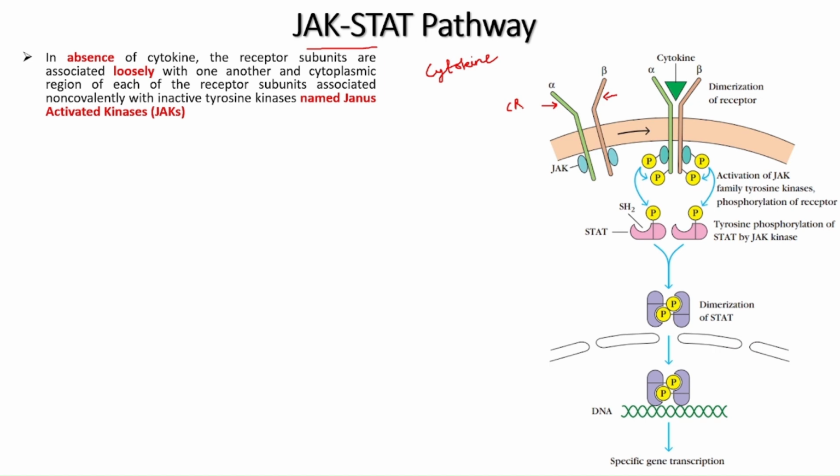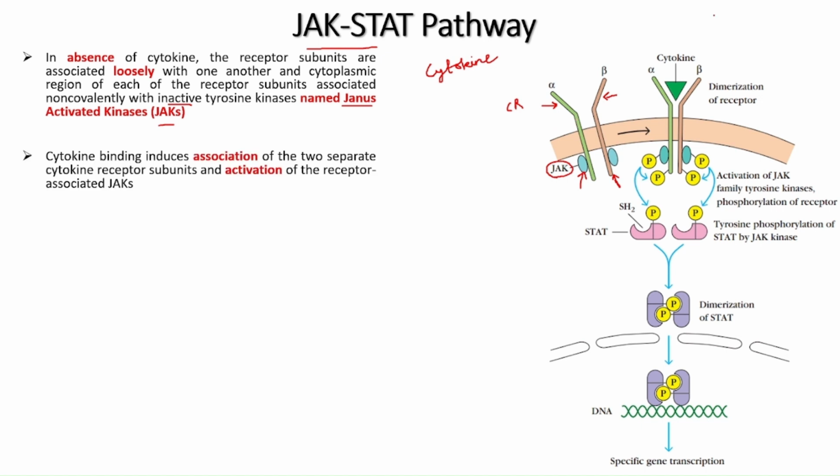So these receptors remain loosely associated with each other in absence of cytokine, and their cytoplasmic tails, okay, so this portion is associated with an inactive tyrosine kinase called the Janus activated kinase or JAKs. So the cytoplasmic tails of each of the receptors are associated with an inactive tyrosine kinase called the Janus activated kinase or JAK. Okay, so this is the situation in absence of cytokine.